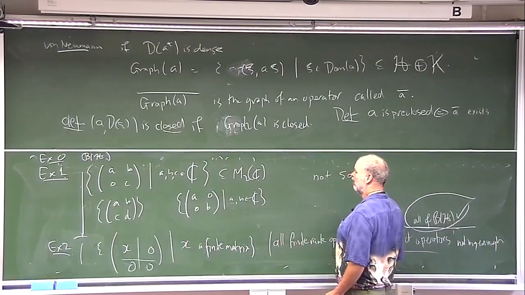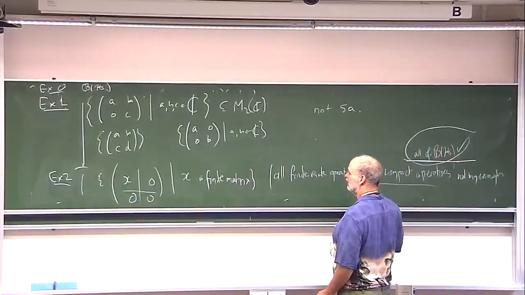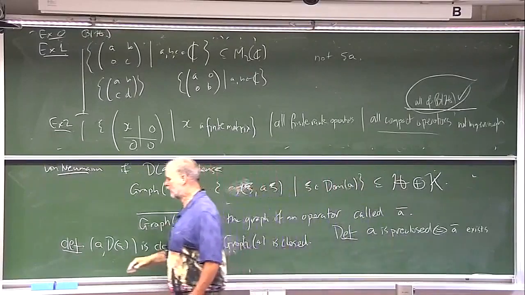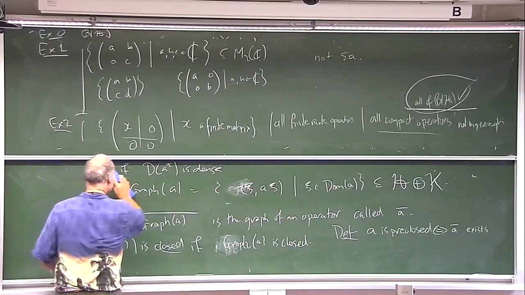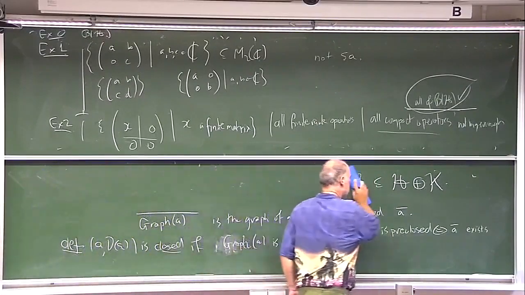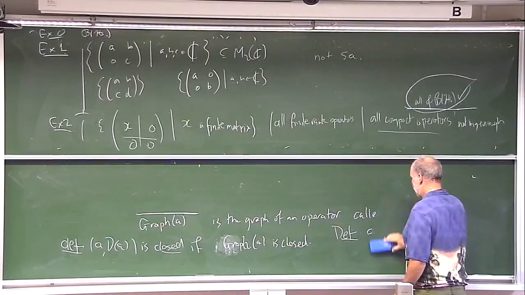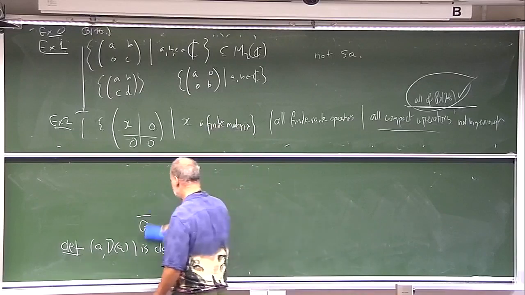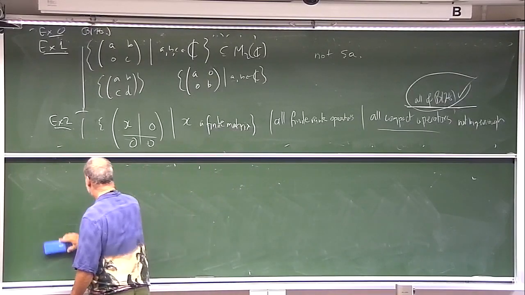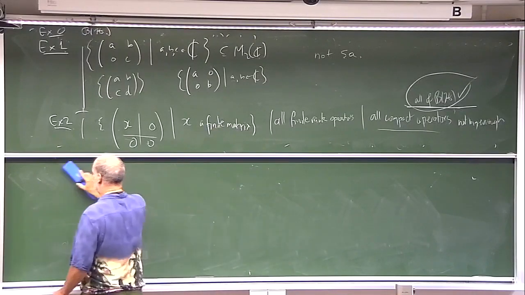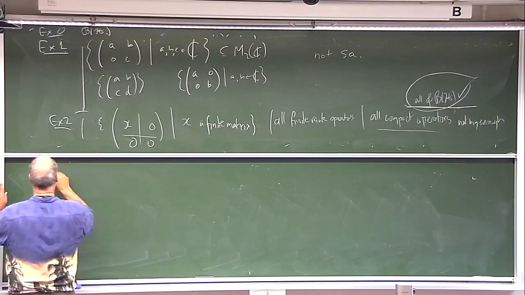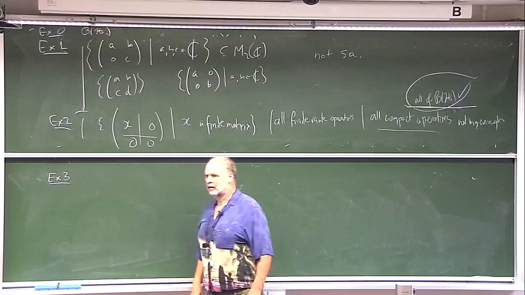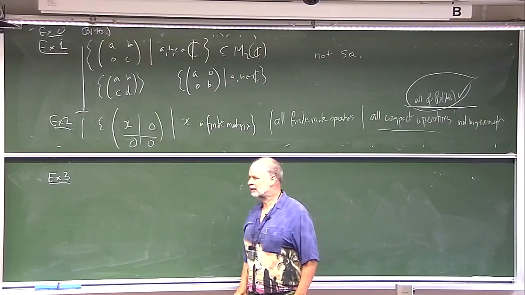Our first job is going to be to construct more interesting examples of von Neumann algebras, and we can get one rather immediately from spectral theory. Here we go with example 3. I'm going to state this as an exercise.